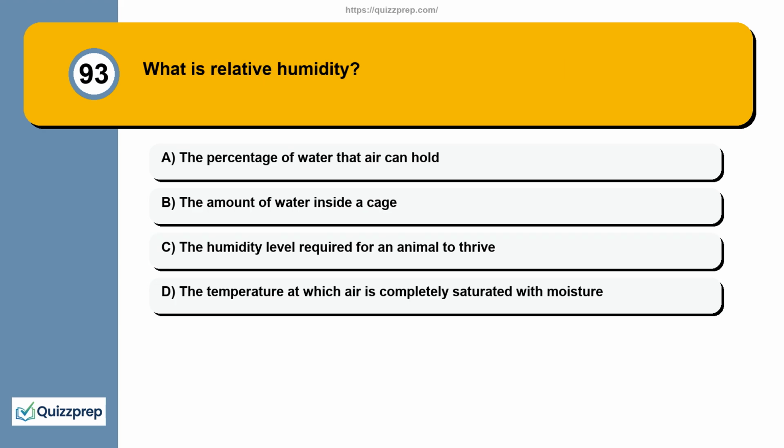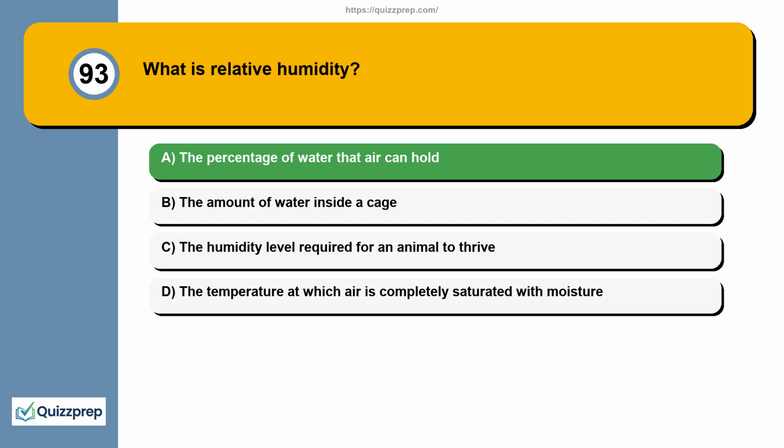Question 93. What is relative humidity? Option A, the percentage of water that air can hold. Option B, the amount of water inside a cage. Option C, the humidity level required for an animal to thrive. Option D, the temperature at which air is completely saturated with moisture. The correct answer is option A, the percentage of water that air can hold.